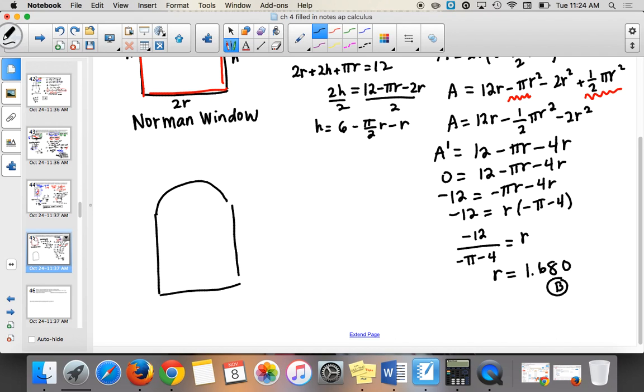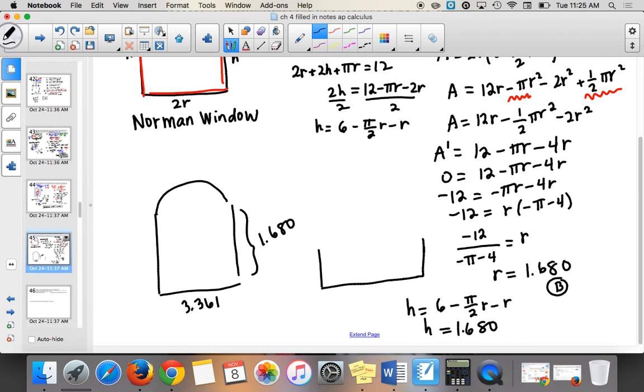So this is going to be R times 2 along the bottom. So 3.361. And then the height, I think it actually ends up being the same thing. So plug into your h equals 6 minus pi over 2 r minus r, and plug in that b value. And it equals 1.680. I guess it's the same as what r was. Okay, and that's it. Clearly not drawn to scale. So the Norman window looks more like this. But, you know, whatever.